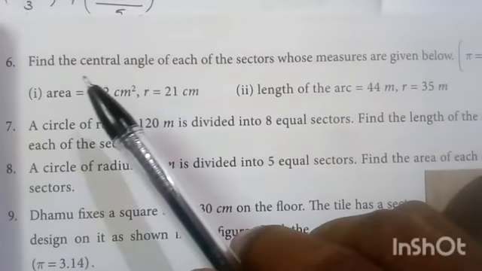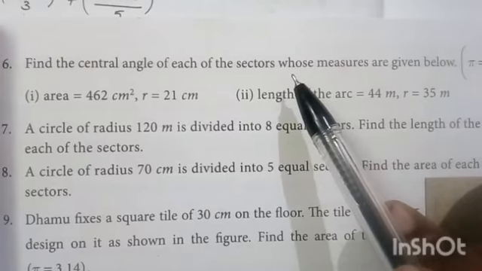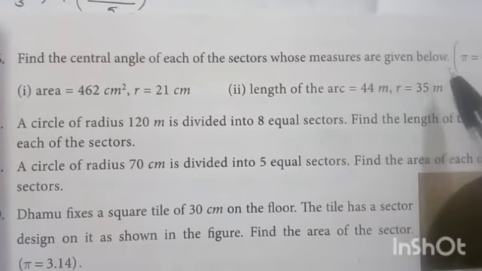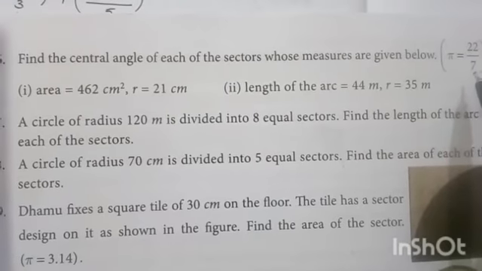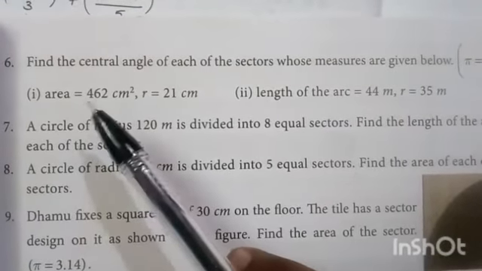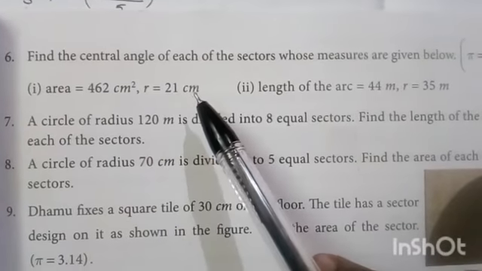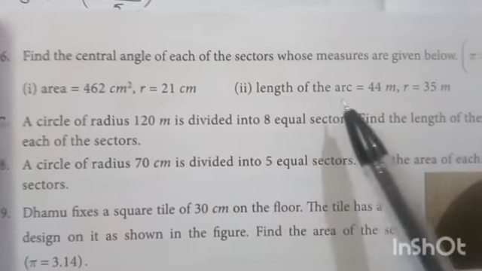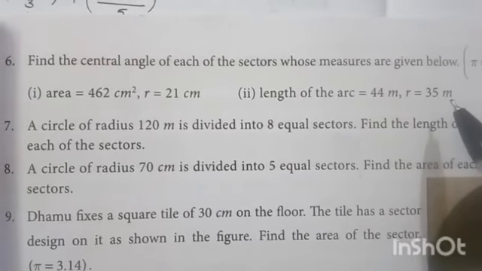Exercise 2.1, sixth problem. Find the central angle of each of the sectors whose measures are given below. Pi value is equal to 22 by 7. First problem, area equal to 462 centimeter square, radius is equal to 21 centimeter. Second problem, length of the arc equal to 44 meter, radius equal to 35 meter.